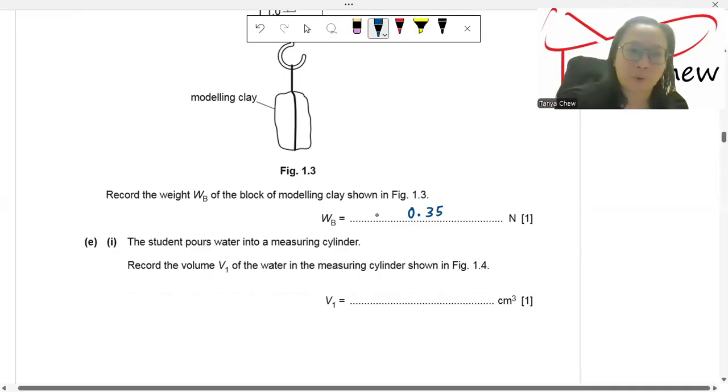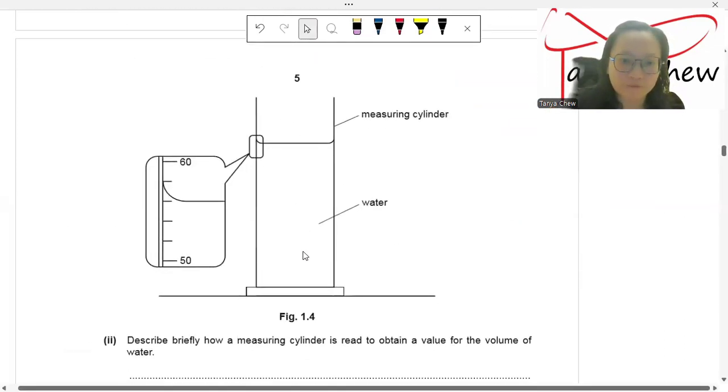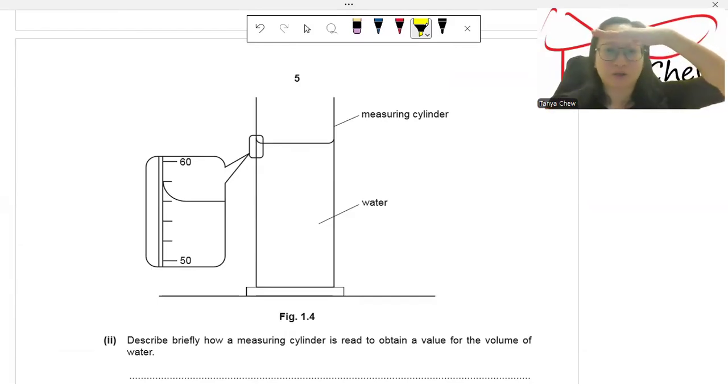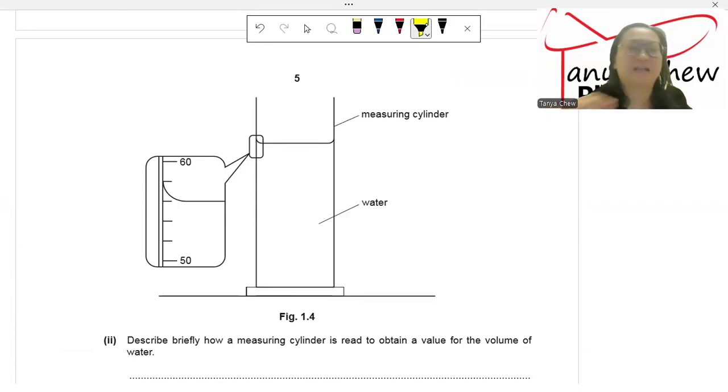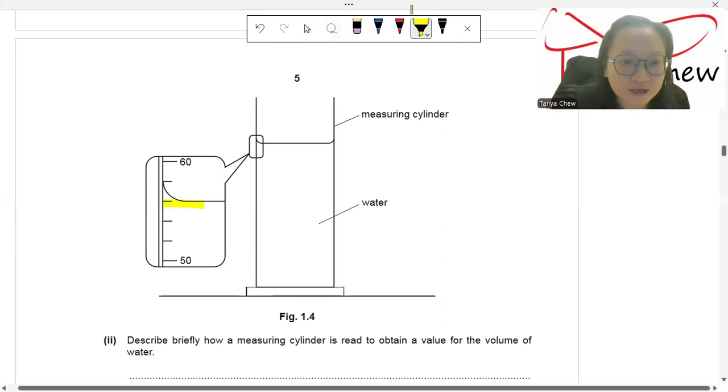And E part 1, the student pours water into a measuring cylinder. Record the volume V1 of the water in the measuring cylinder shown in Fig 1.4. So whenever you take the reading from the measuring cylinder, you know that due to the viscosity, the water would not form a straight horizontal line. So the water will form like a curve like that. That is called meniscus. Whenever you take the reading from the measuring cylinder, you have to take below that curve, below that meniscus. So this is a reading that you are supposed to take.